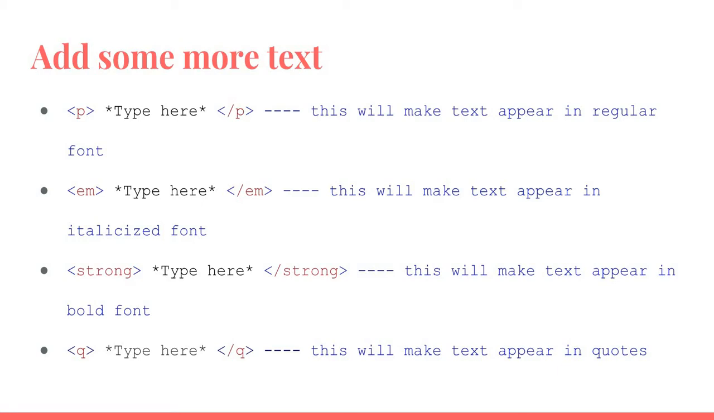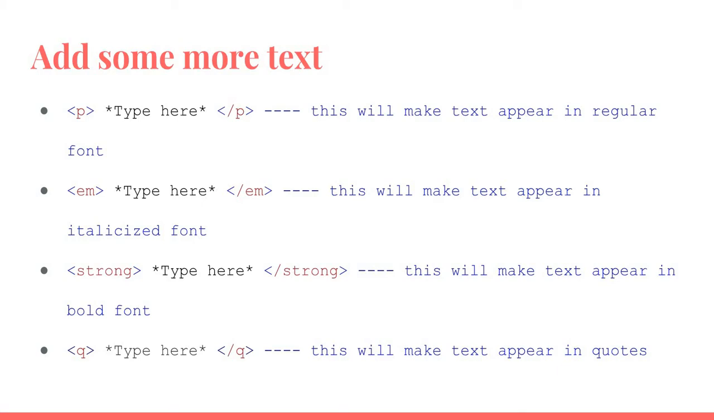Going to the fourth bullet, you'll see that there is a bracket and a Q. This is just basically telling the computer that you want the text that you're going to put inside those two brackets to be in quotes. Very cool for just quoting things, stuff like that.